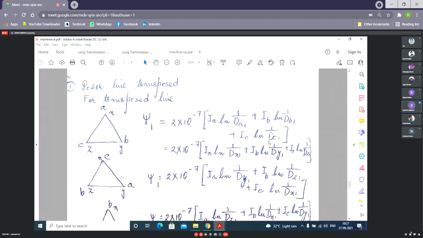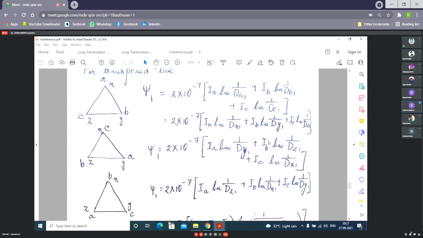In the next 1/3 cycle, C will occupy position X, A will occupy position Y, B will occupy position Z. And in the last 1/3 cycle, they will occupy the remaining positions. So, what is this psi 1? Let us consider psi 1 is the flux linkage in conductor P, the first conductor of the communication line. For this position of the power line, it is just like this. Okay, you can understand. We have discussed this one.